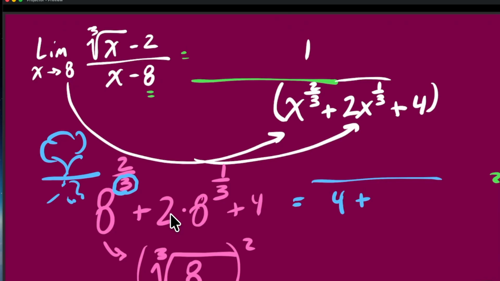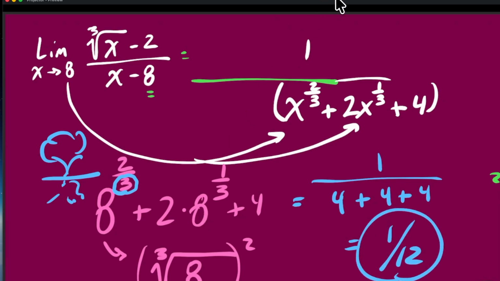Okay, here, this next term, we have 2 times the cube root of 8. We know the cube root of 8 is 2. 2 times 2 is 4. And then we have the other 4. The final answer is 1/12.